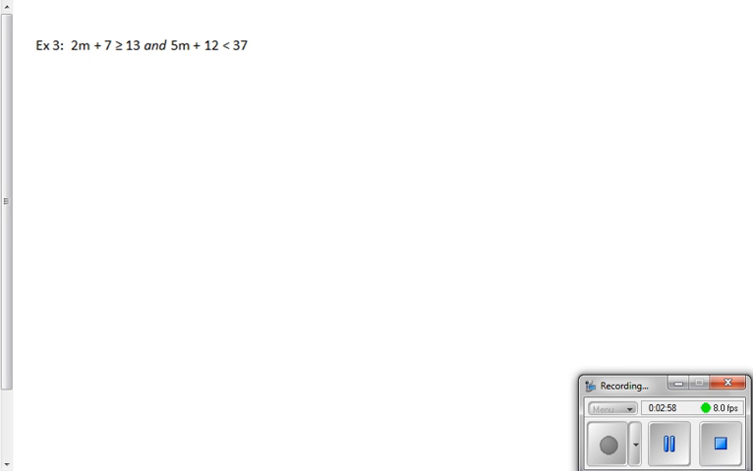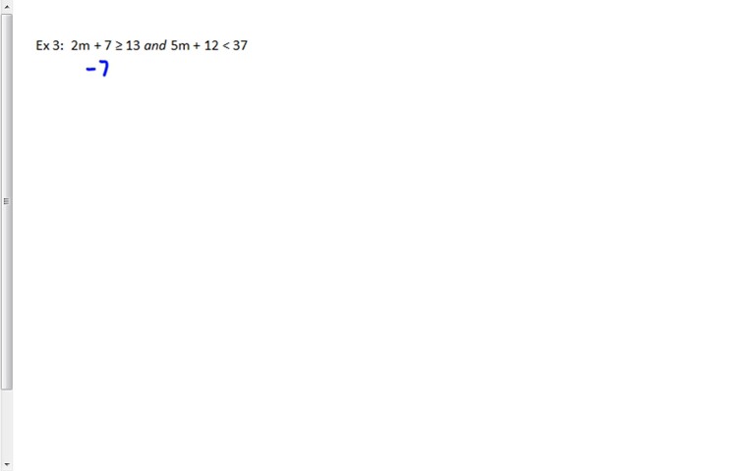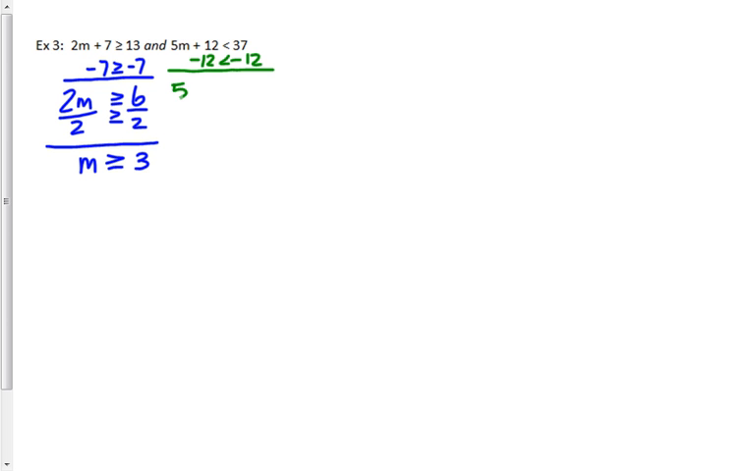Here's what the graphs are going to look like when we run into a problem with "and." We're going to solve for m in both of these problems. I'm going to subtract 7 from both sides of this problem. We have 2m is greater than or equal to 13 take away 7, which is 6. Divide both sides by 2, and we have m is greater than or equal to 3. Again, I'll solve the other problem. I'm going to subtract 12 from both sides, and I have 5m is less than 25. Get m alone. Divide both sides by 5, and we have m is less than 5.